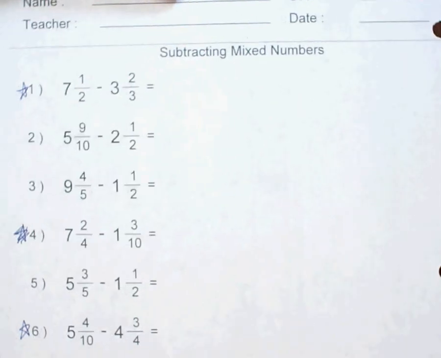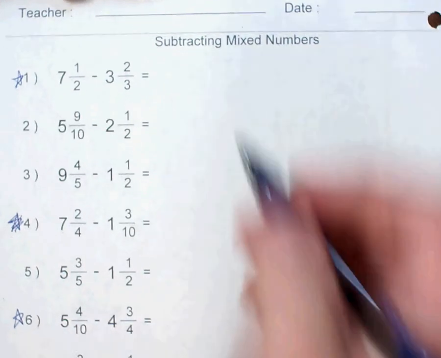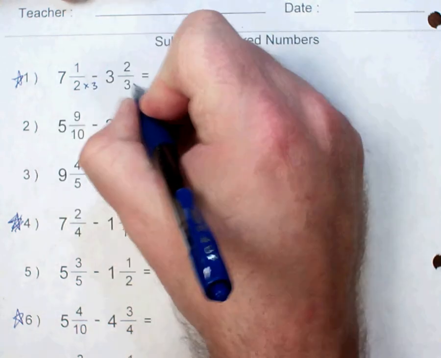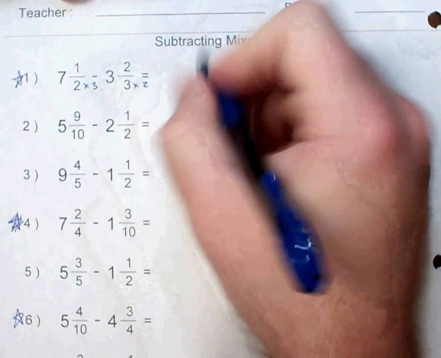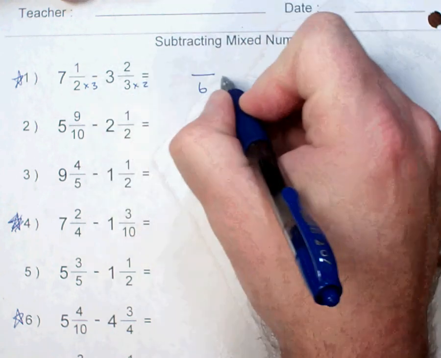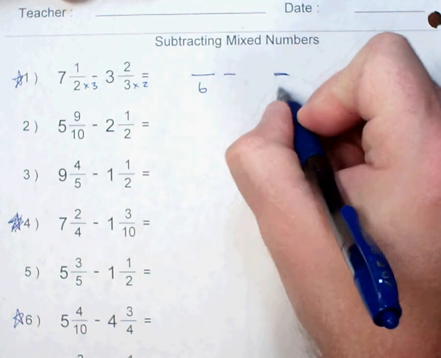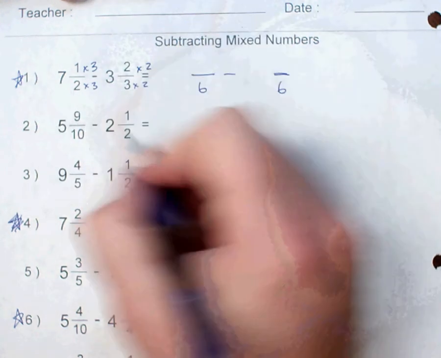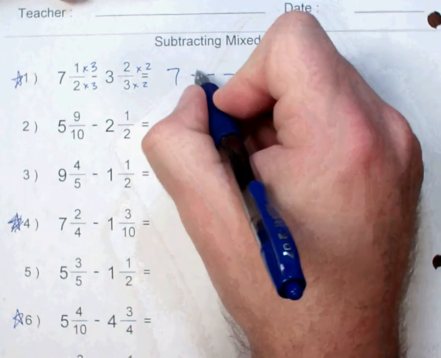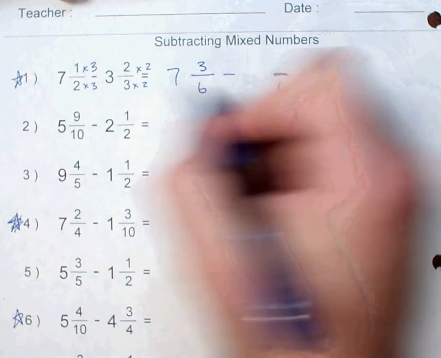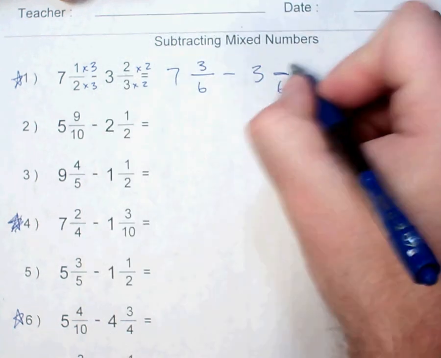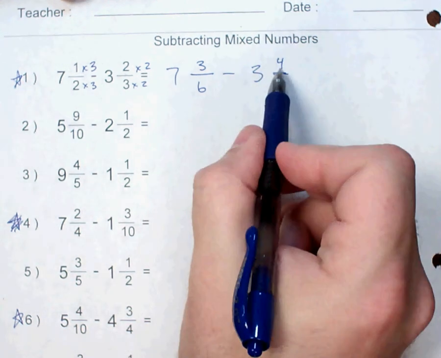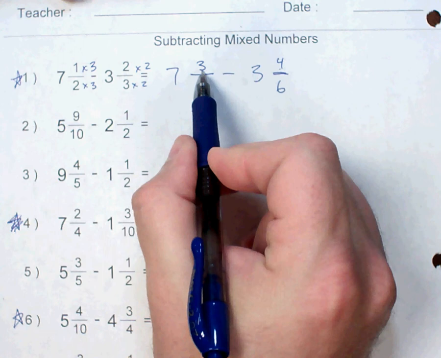Alright, so let's start with number 1. Just like with addition, I've got to find a common denominator. So I'm just going to multiply the denominators to get a common denominator of 6. Then whatever I do to the denominator, I have to do to the numerator. So 7 and 1/2 becomes 7 and 3/6, and 3 and 2/3 becomes 3 and 4/6. So I cannot subtract 4 from 3. So I'm going to have to regroup.